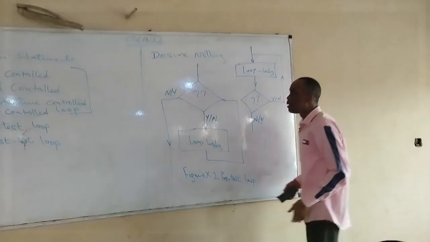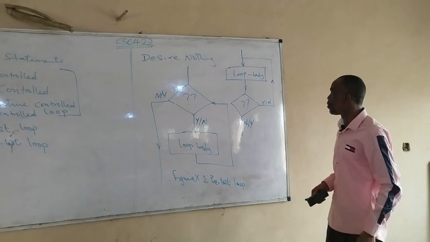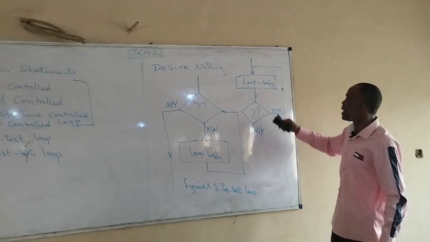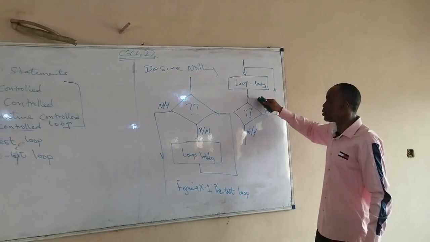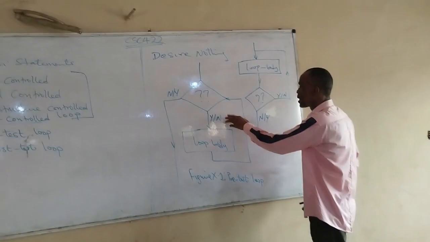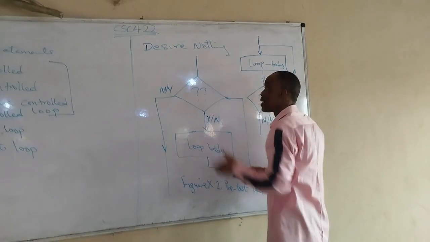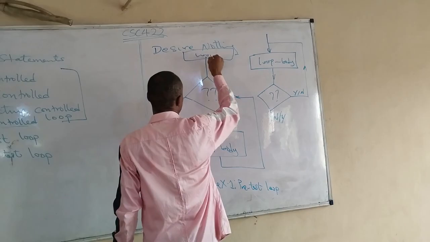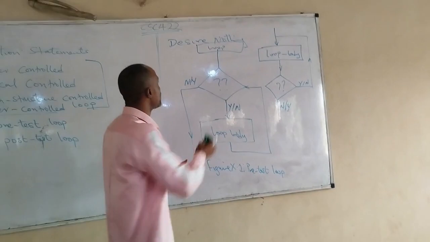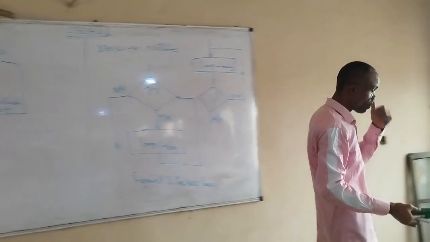But the most powerful of them is that you can use this to execute this, but you cannot use this to execute this. The pretest can be used to execute this. All we need to do is put the loop body first to execute once. You understand that? And then repeat the loop body again. But it's a waste of time.